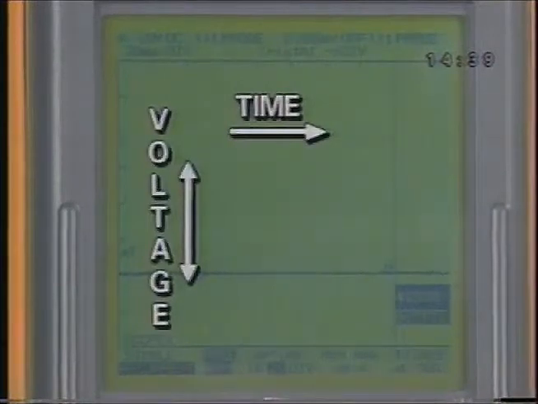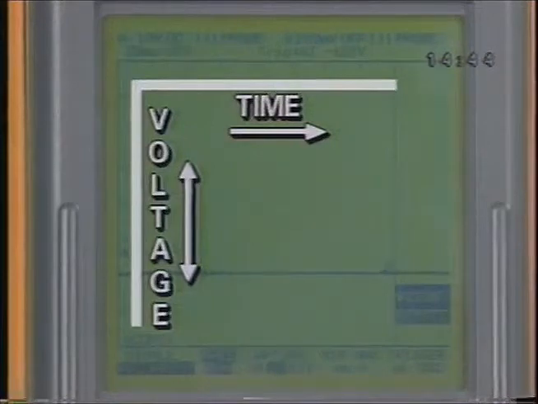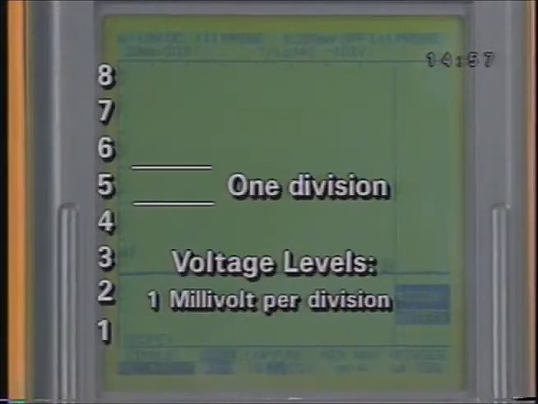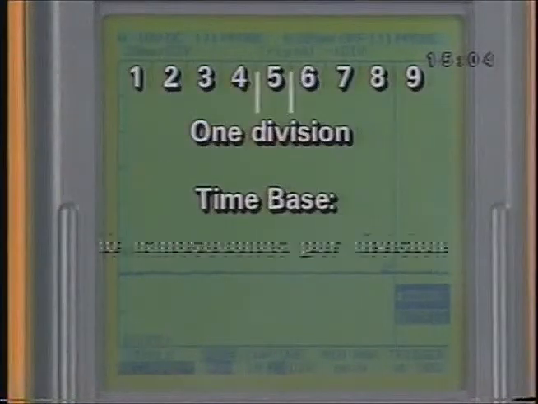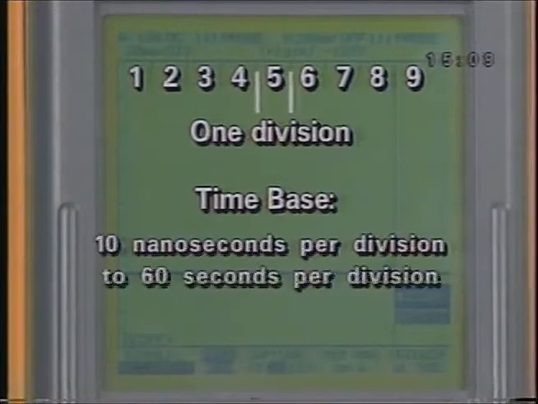All oscilloscopes display voltage over time. That is, voltage changes over a pre-selected period of time. By changing the voltage scale and time base, Scopemeter can capture and display voltages and time slices that range from almost nothing to huge quantities. Voltage levels range from as little as 1 millivolt per division up to 100 volts per division, and time-base values from 10 nanoseconds, or billionths of a second per division, to 60 seconds per division.